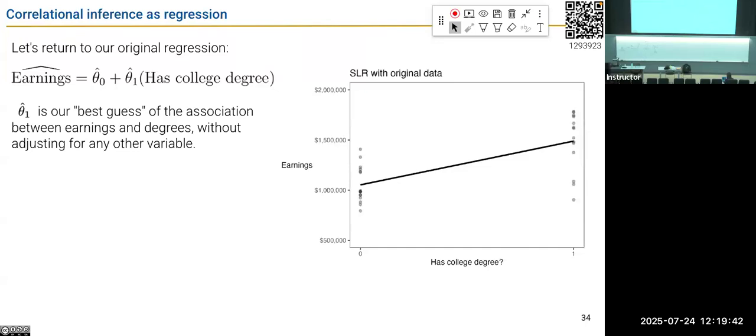Okay, so let's go back to our original model. Let's say we just want to run a correlational study with this. Here on the right is where we show our data. Our X is just a single feature, and it's 0, 1, whether a person has or has not a college degree. And on the y-axis, you have the earnings of these people. If you fit a simple linear regression over this, you get a line like that, but really you're only plugging in a 0 or a 1 to that model.